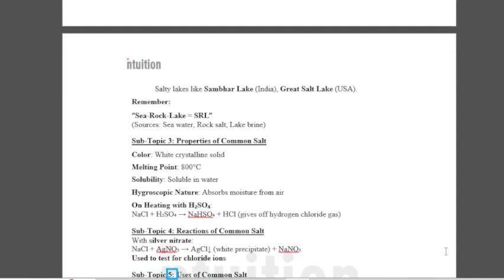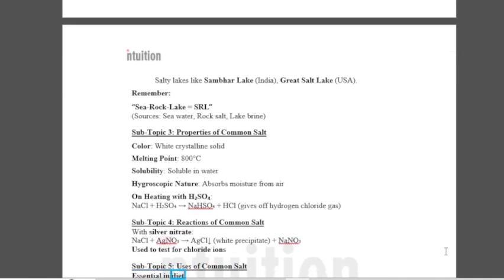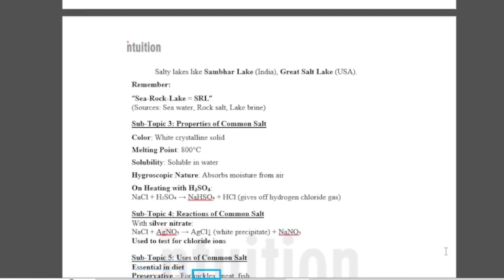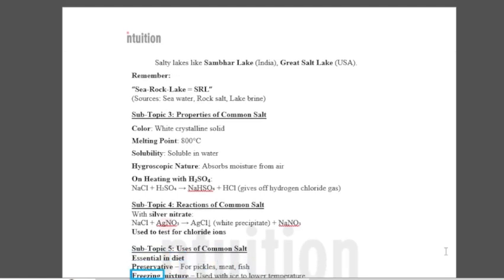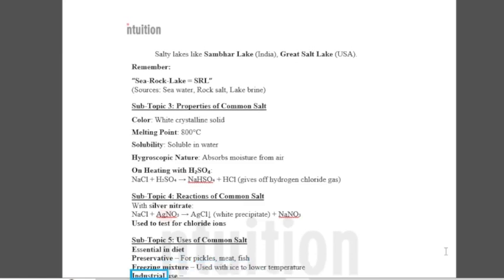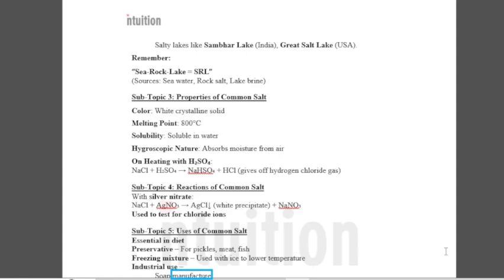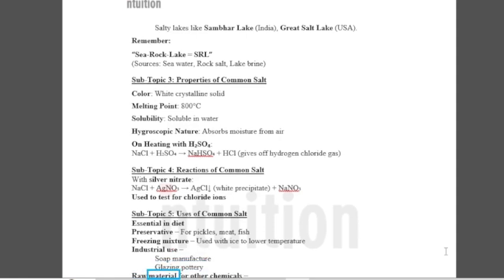Subtopic 5. Uses of common salt. Essential in diet. Preservative for pickles, meat, fish. Freezing mixture used with ice to lower temperature. Industrial use: soap manufacture, glazing pottery.